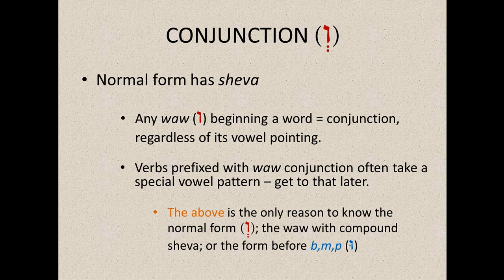But to summarize, any time you see a vav at the beginning of a word, it's going to be a conjunction. But when it's a verb, you have to pay attention to what it looks like. And we'll get to that in a future chapter. That's the end of the video for the grammar notes for this chapter.